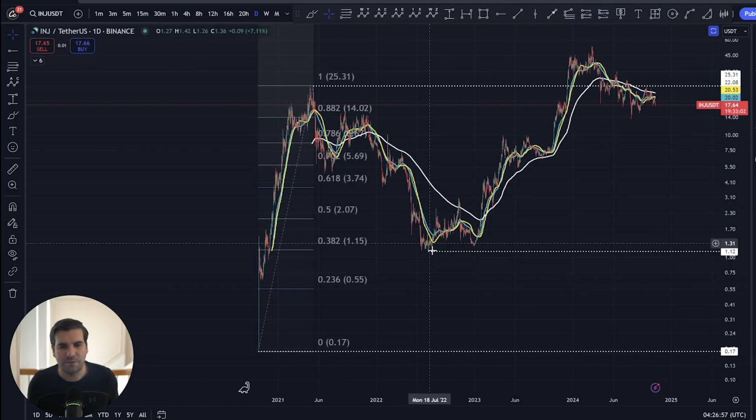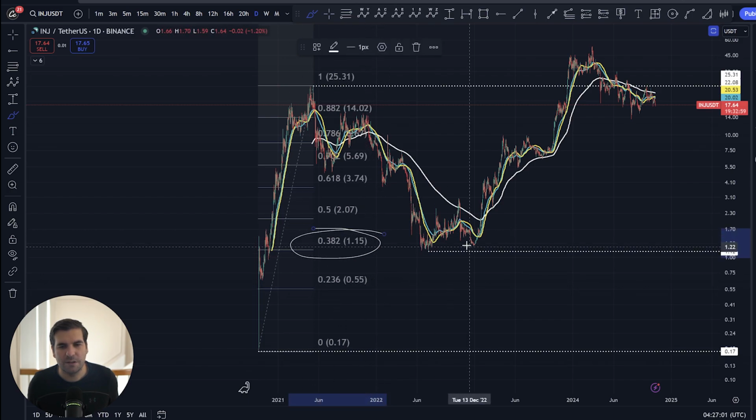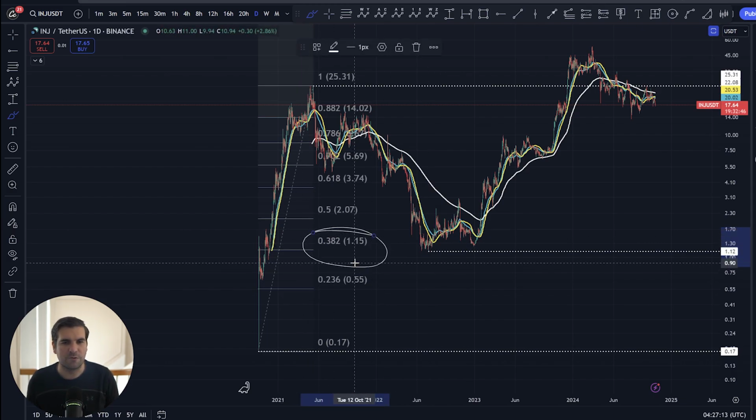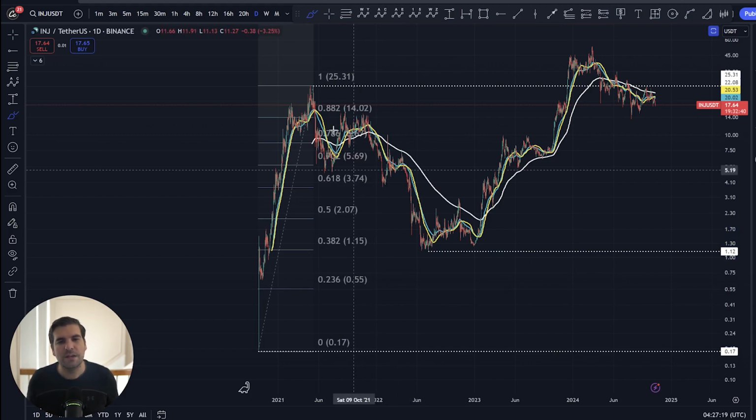Okay, here we can see that we retraced right down to very important fib level 382 right down here. Okay, so we went down to 112. Our fib 0.382 was $1.15. So great area for a retracement. A 38.2% retracement is a fantastic place to be. So really quite a key area to kind of keep an eye on.